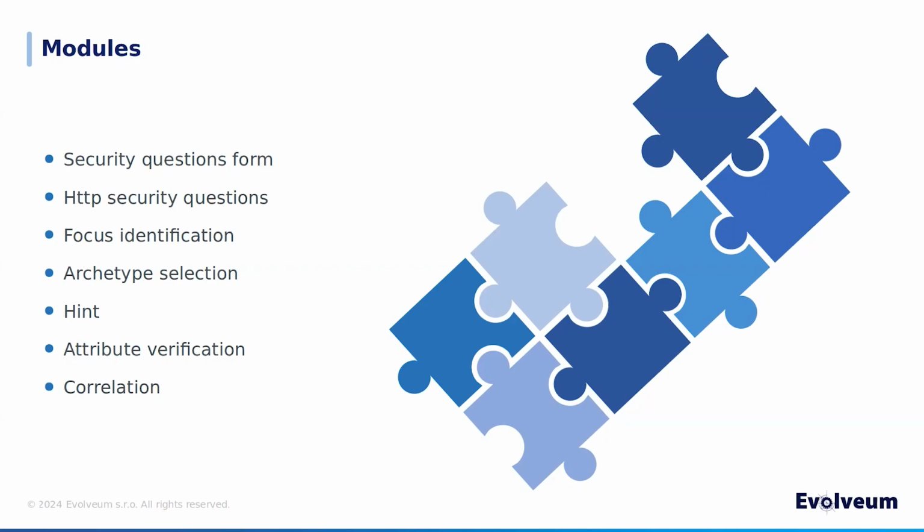The hint authentication module is a special module implemented to be used during password reset. The purpose of the module is to provide the user with the password hint if defined. The attribute verification authentication module can be used in addition to any of the previous authentication modules. The purpose of the module is to check defined focus items for compliance. Finally, the correlation module provides the ability to find the identity or identities of the user object in midPoint using a correlation mechanism within the authentication process.